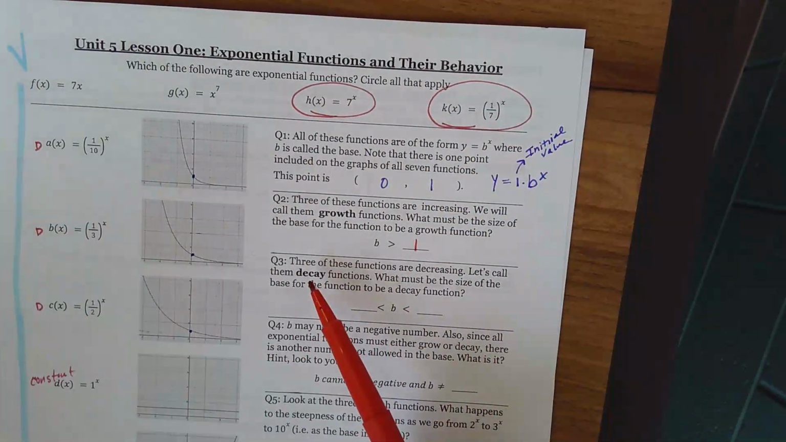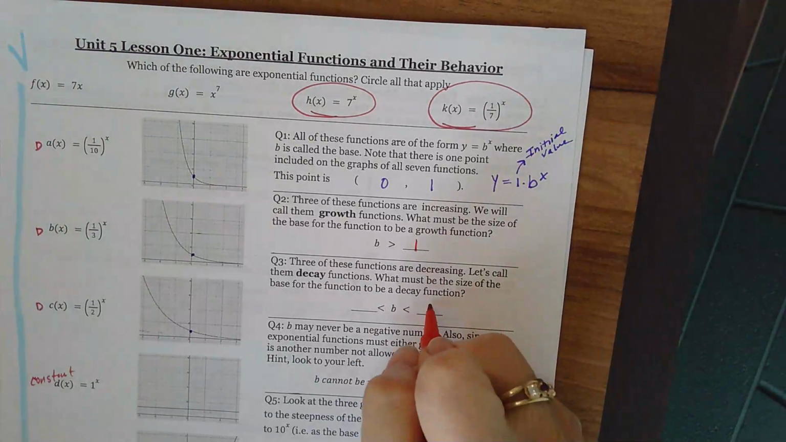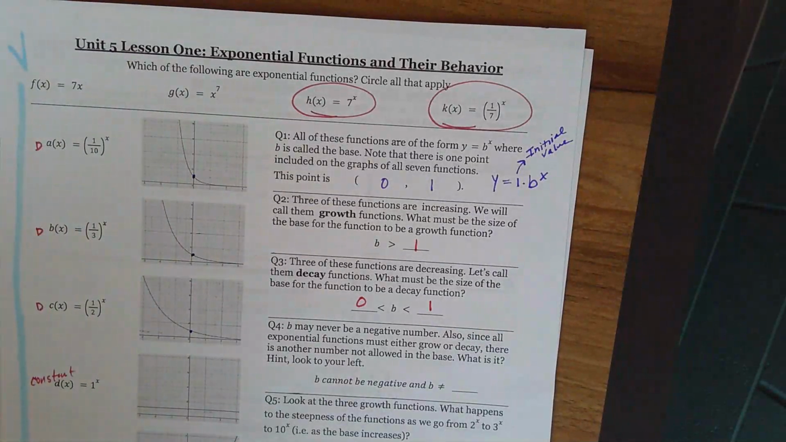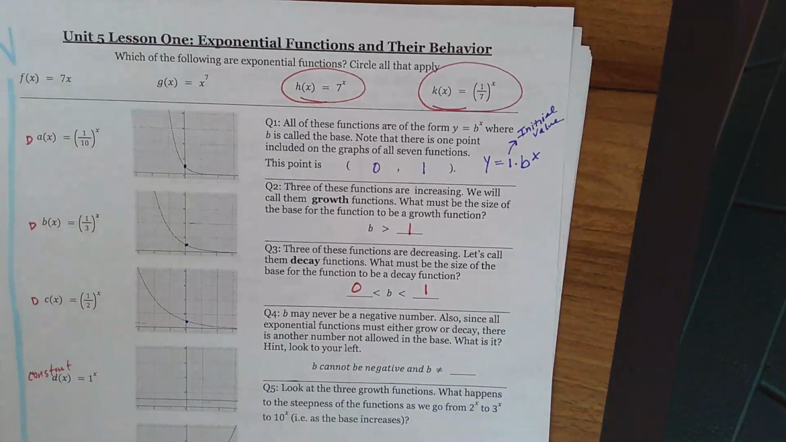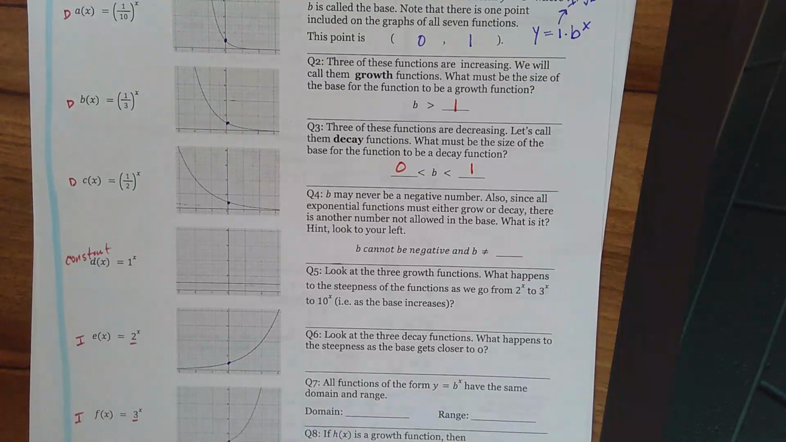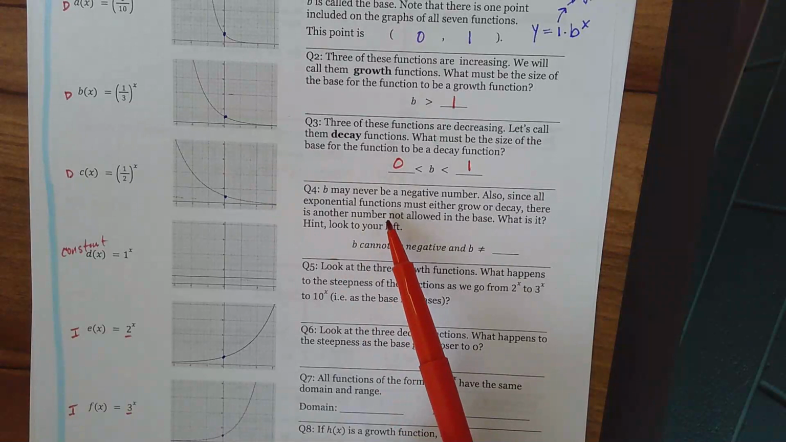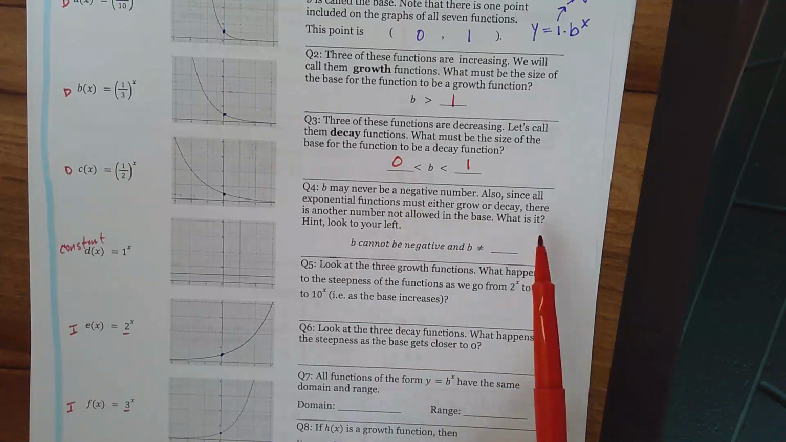So that's what the next question says. 3 of these functions are decreasing. Let's call them decay. What must the size of the base be? It has to be less than 1, but the caveat here is that it has to be greater than 0. So we're not talking about negative bases, okay? The negative number that we're going to deal with is going to be a reflection when we talk about a negative in front. b may never be negative. Also, since exponential functions must either grow or decay, there is another number not allowed in the base.